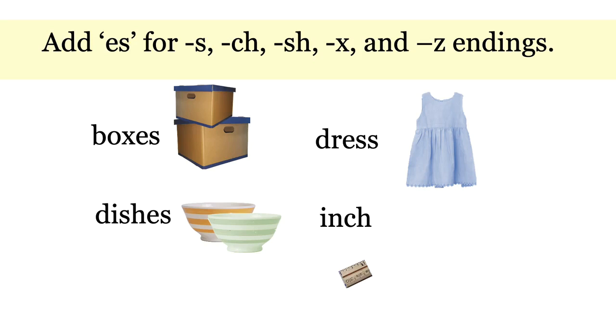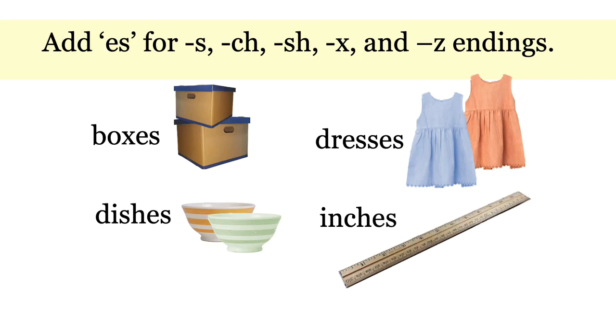Dress ends with an S. We can't just add an S because the word would sound the same. So we add ES and we have 2 dresses. 1 inch becomes 2 inches because of that sh ending sound. We add ES.